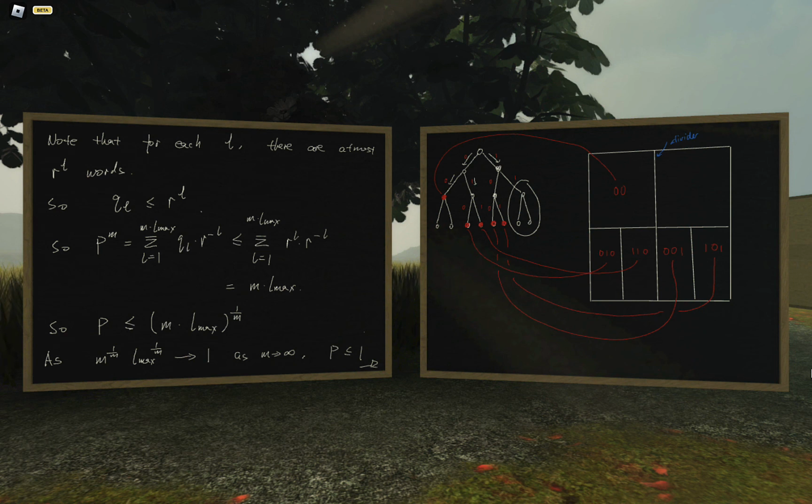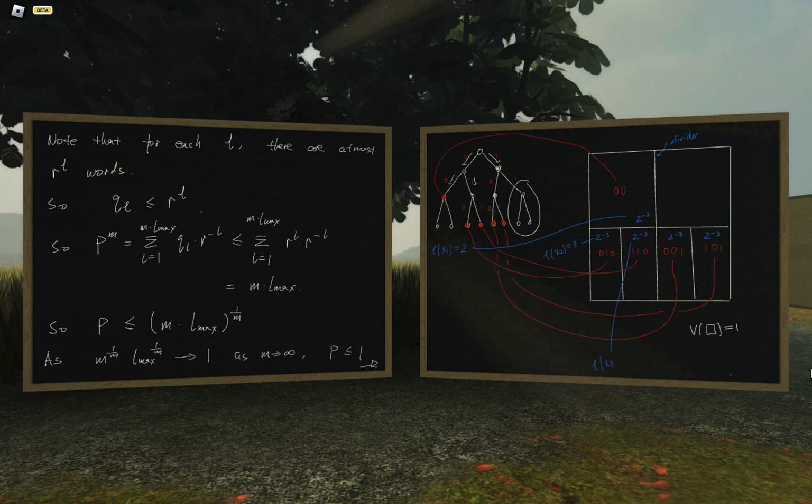Okay. Now, what are the volumes of those boxes? Well, if the volume of the square is 1, then this is 2 to the minus 2. This is 2 to the minus 3, 2 to the minus 3, 2 to the minus 3, 2 to the minus 3, right? And this 2, this is from l_x1, is 2, right? That's this 2. And l_x2 is 3. That's this 3.